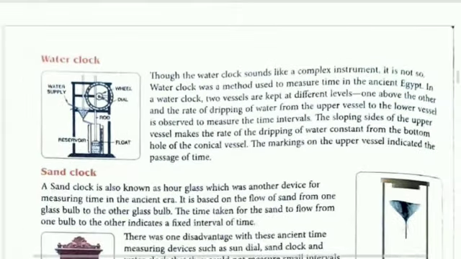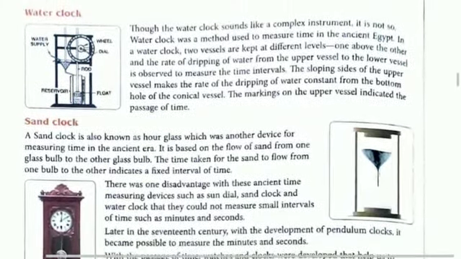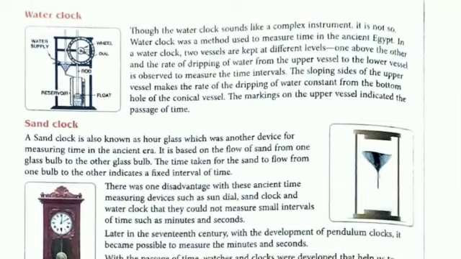Third one is sand clock. A sand clock is also known as hourglass, which was another device for measuring time in the ancient era. It is based on the flow of sand from one glass bulb to the other glass bulb. The time taken for the sand to flow from one bulb to another indicates a fixed interval of time. Maybe it is in hours, maybe minutes, maybe seconds. It is a fixed interval of time.